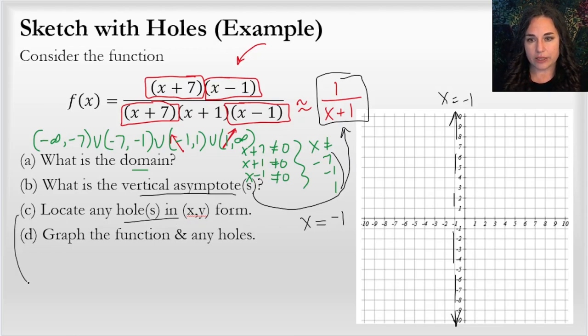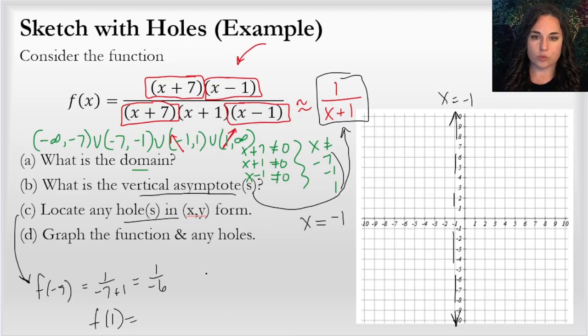Let's calculate them. f of -7: when I put in -7, I get 1 over -7 plus 1, which is 1 over -6. f of 1, that's where my other hole will be. f of 1 is 1 over 1 plus 1, which is 1/2. Okay, so those will be my 2 holes: (-7, -1/6) and (1, 1/2). That's how I solve for those holes algebraically.